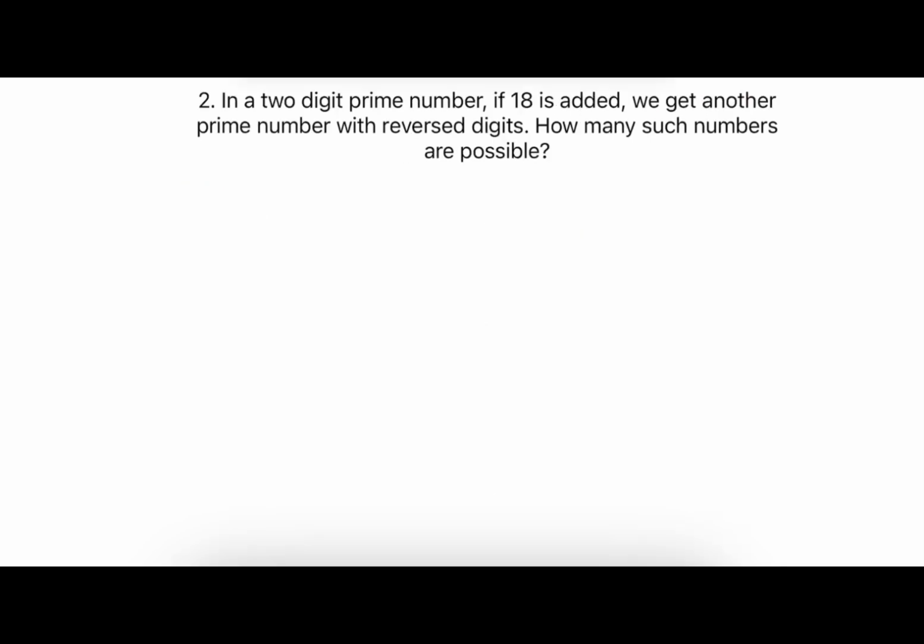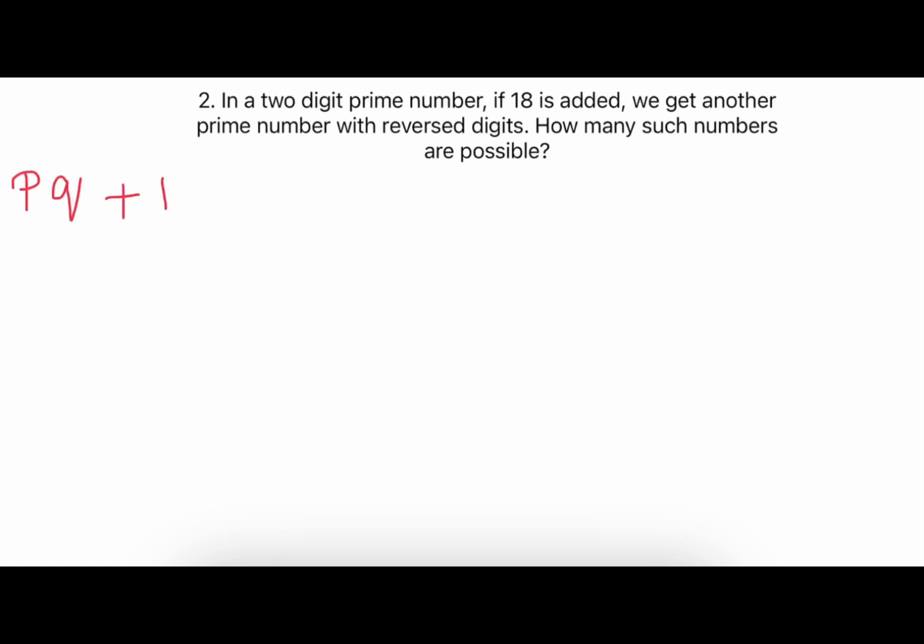Let us now solve the second question. In a two-digit prime number, if 18 is added, we get another prime number with reversed digits. How many such numbers are possible? You should carefully understand the question. Now we have a prime number, let us call it PQ. P and Q are those two digits.